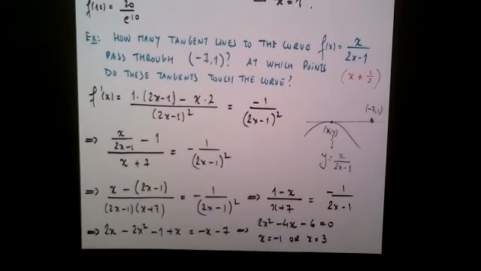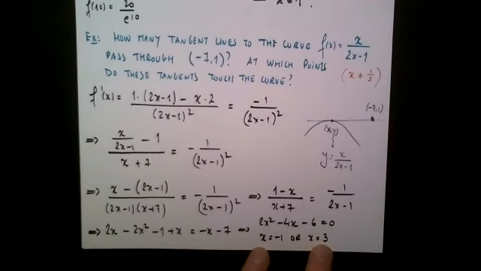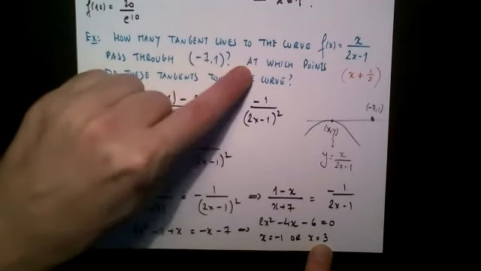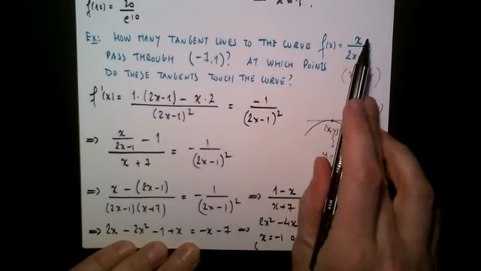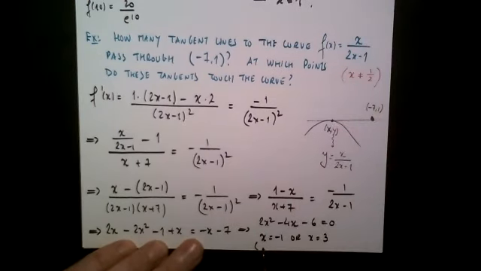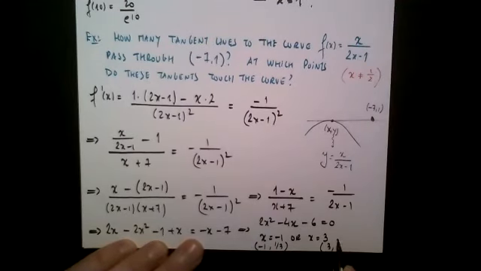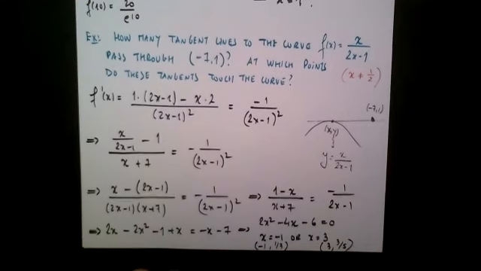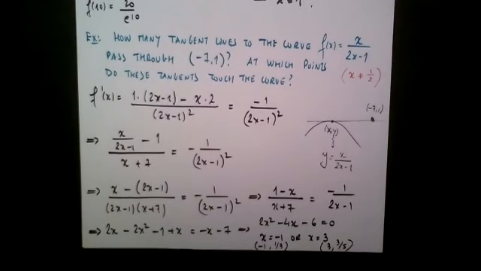So there are two values. How many tangent lines? Two of them, at x equals -1 and x equals 3. And what are the points? When x equals -1, plug -1 in here, I get -1 over -3, so it's 1/3. So -1, 1/3, and the other one is 3, and 3 over 5. And this is what I get for my 2 points where the tangent passes through -7 and 1.